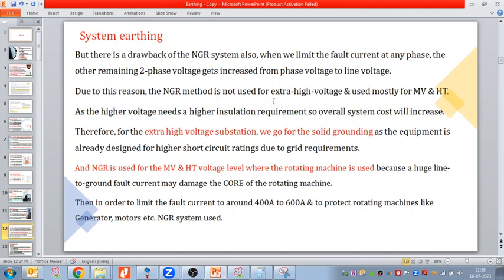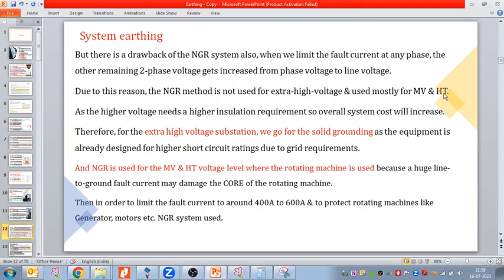The NGR method is not used for extra high voltage, and is used mostly for medium voltage and high voltage, because the voltage level is lower there, say 11 kV, 33 kV, 3.3 kV, and 6.6 kV only, right? So in that case my voltage is lower, and if it jumps from phase voltage to line voltage, that could be manageable.